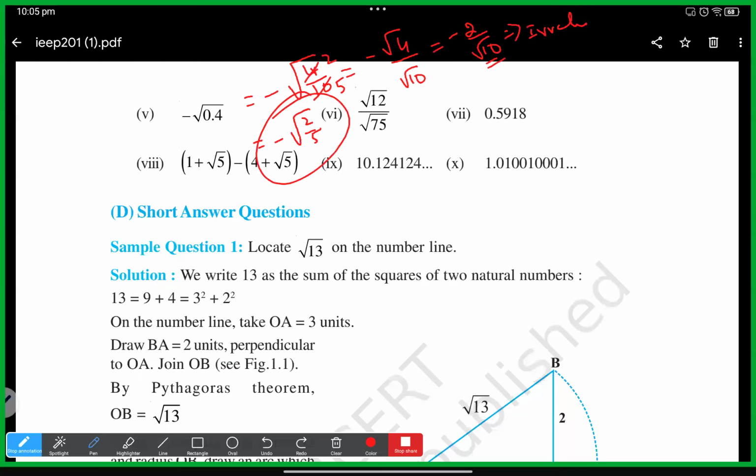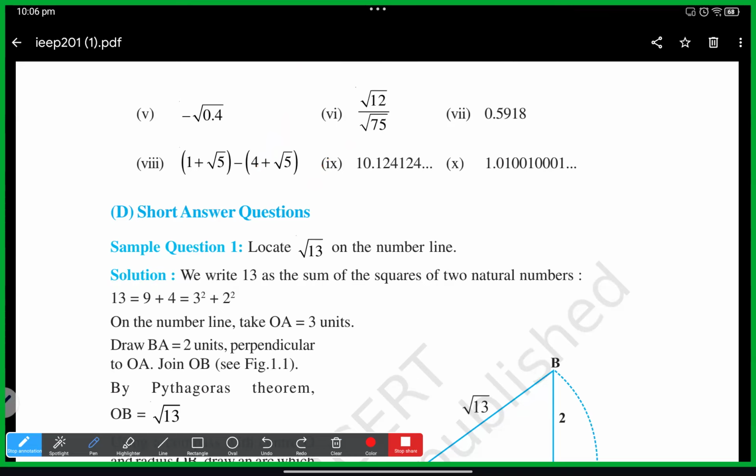Pranavi? Okay, sir. Any doubt, Pranavi? No, sir. So the fifth one is also irrational.